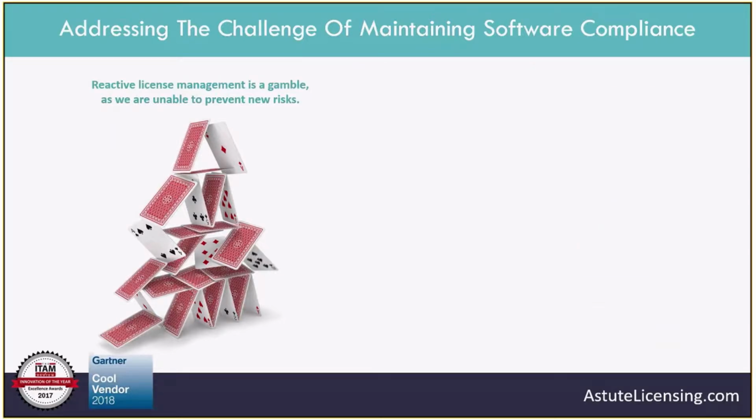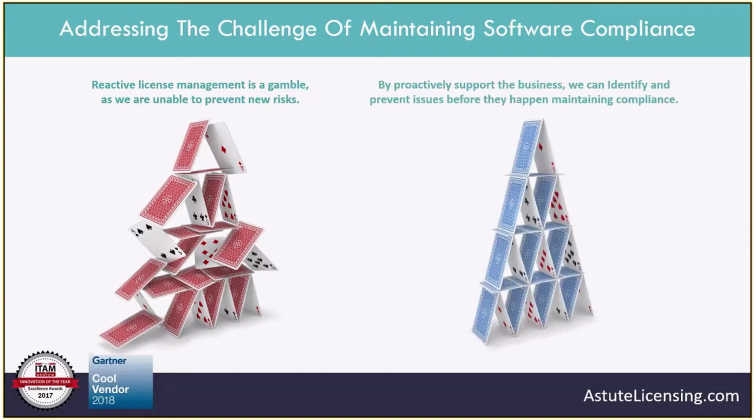So this whole approach is reactive, and this reactive license management approach is a gamble, because what we can do is identify the problems and put those fires out when we see them, but we never know what's going to come down the line. We never know what risk is going to come next and hit us out of left field. So really what I'm going to get to is being proactive, is proactive software governance. We need to support the business and help identify and prevent issues much earlier in the software cycle so that we can help maintain compliance permanently.